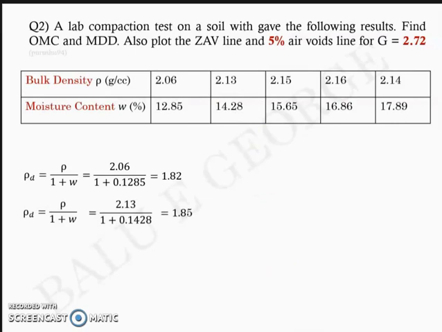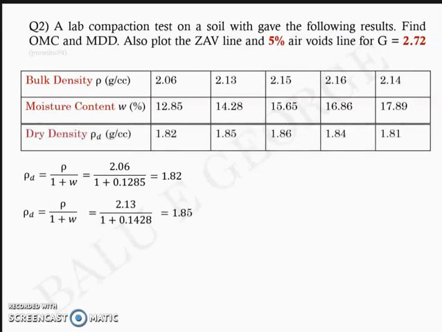Likewise, you have to find out the dry density for each of the values of bulk density given, which when solved gives a set of readings as shown here, 1.82, 1.85 up to 1.81. Now for us to find out the OMC and MDD, we have to have a plot, the compaction curve, which has water content on the x-axis and rho d, dry density, on the y-axis, right?